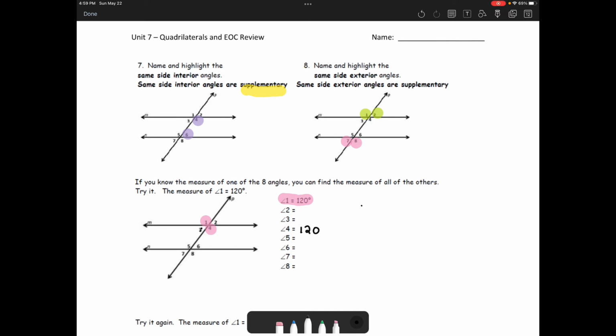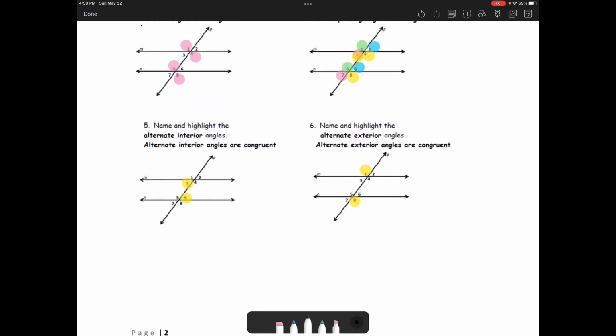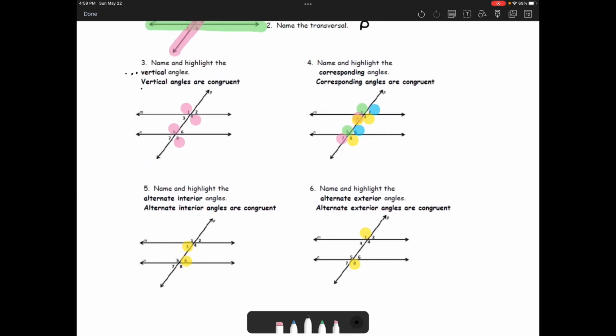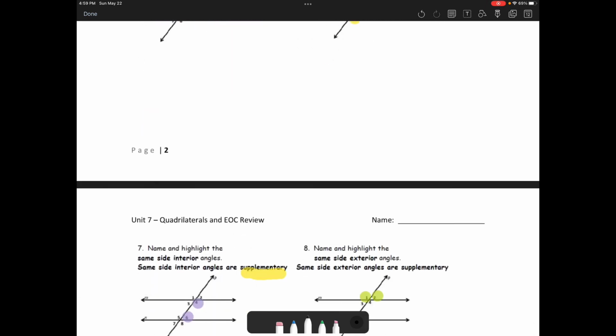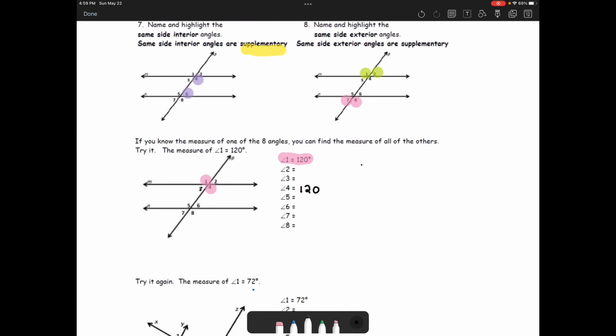What is a corresponding angle to 1? So if we go back up, corresponding angles are congruent. So a corresponding angle to 1 is 5. So that means that 1 and 5 are the same. And if 1 and 5 are the same, then 5 and 8 are vertical, so that would make 8 120 as well. So I can find 5 is 120 and 8 is 120.